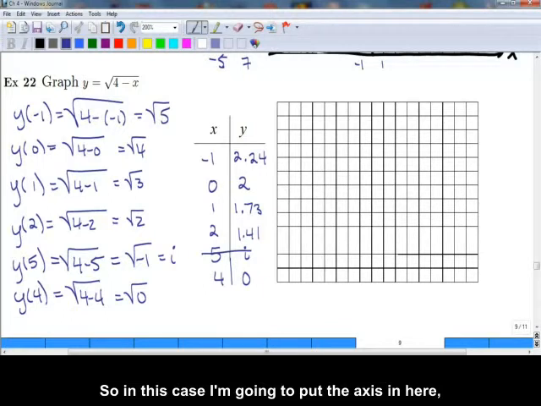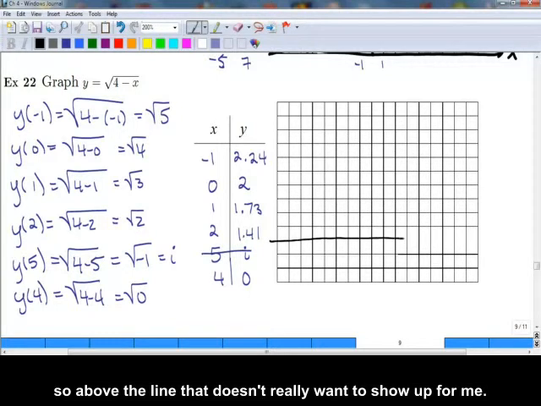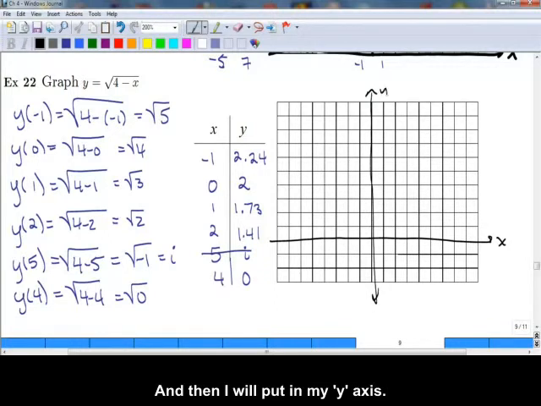So, in this case, I'm going to put the x-axis in here since that's the line that doesn't really want to show up for me. And then I will put in my y-axis. And I'm just going to do increments of 1. So, these are each 1, and these are each 1.